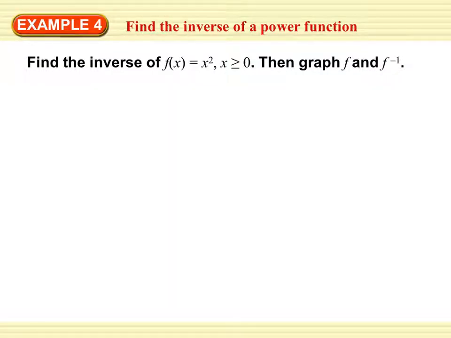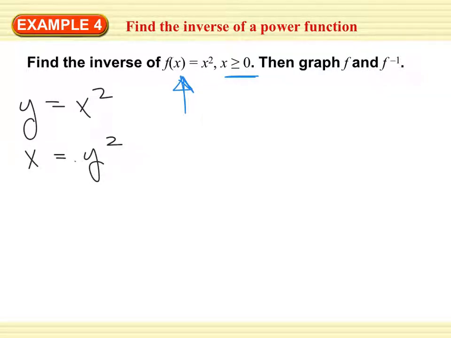Okay, here I have the function f of x equals x squared, and look, it's restricted because we just said that the inverse of this is not a function, but I'm going to restrict it. So I can find the inverse of this. Because it's restricted, I'm not going to have any negatives. So I write y equals x squared, flip my variables, and solve for y. Y equals plus or minus the square root of x.